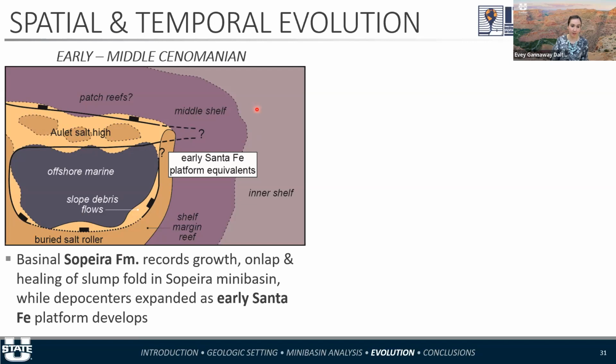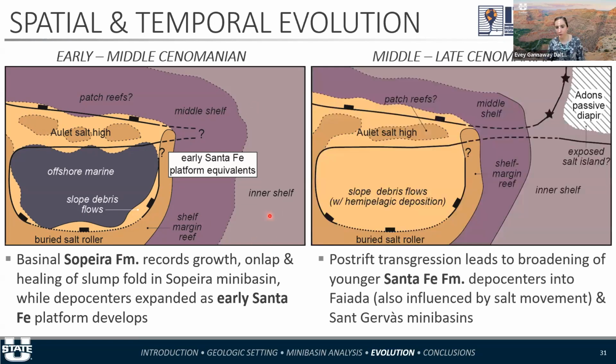The early Santa Fe platform is going to begin to develop, and as we move into the middle to late Cenomanian, that post-rift transgression, we're going to get complete broadening of those depocenters into all of our mini basins, with, remember, some influence of salt movement beginning in the Fiata mini basin that we see here.